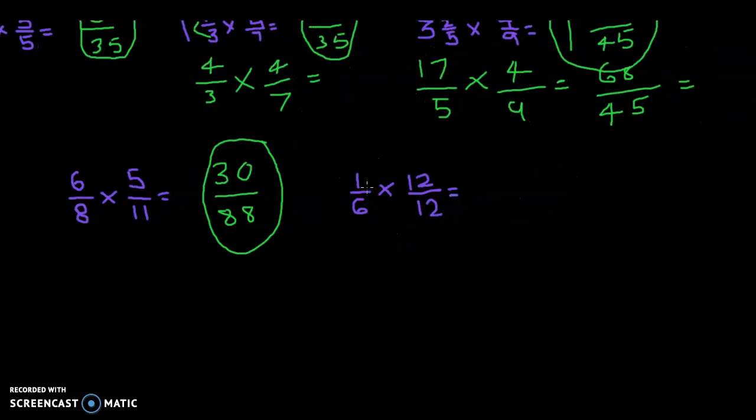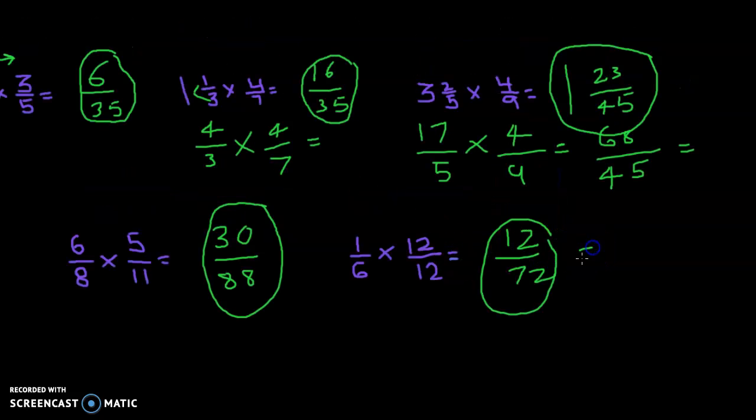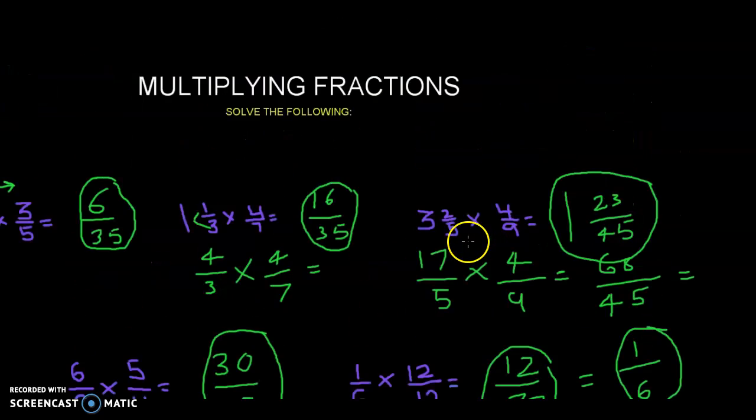So now it's 1 sixth times 12 over 12. That's 12 over 72, and we're done. You can simplify it if you want. If you want to simplify it, it's 1 over 6. It's the same thing, because it's literally 1 sixth times 1. So it's the same answer. Yeah, it's a whole number.